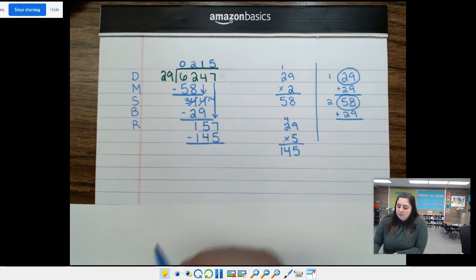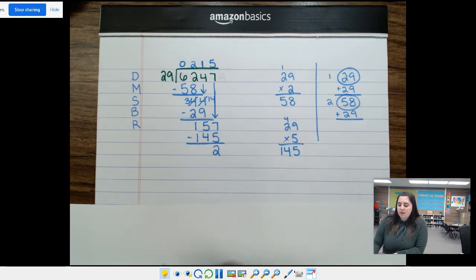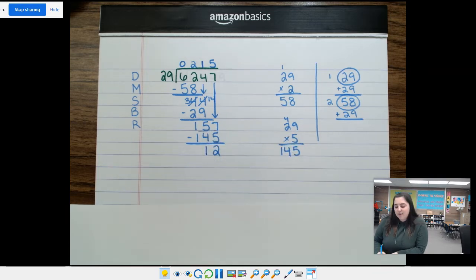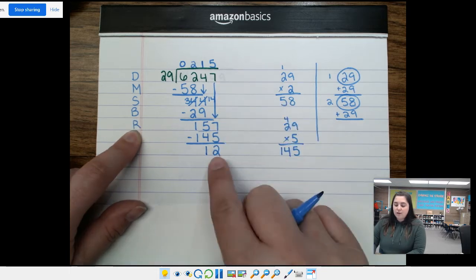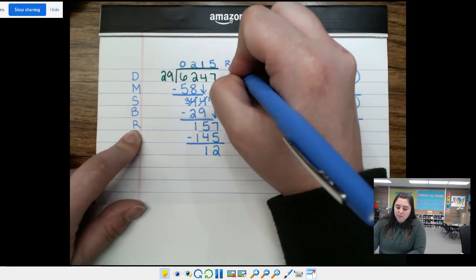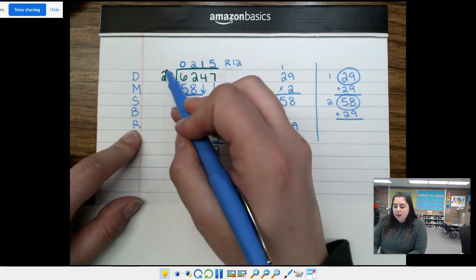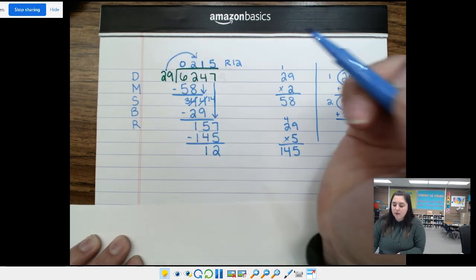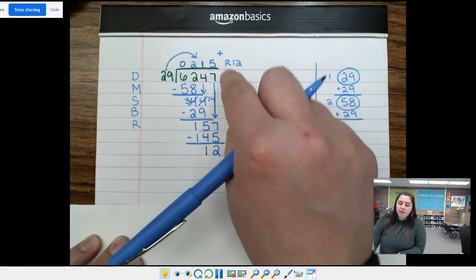Let's subtract. 7 minus 5 is 2. 5 minus 4 is 1. And 1 minus 1 is, of course, 0. Is there another number to bring down? Nope. So this is going to be our remainder. On all these problems, if you're solving independently, you should be checking. Remember our rainbow. Go up and over. 29 times 215 and add the remainder.